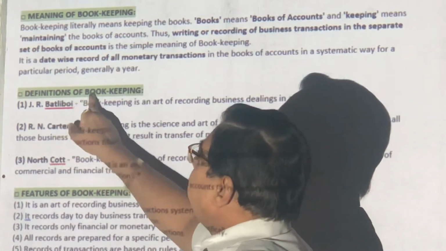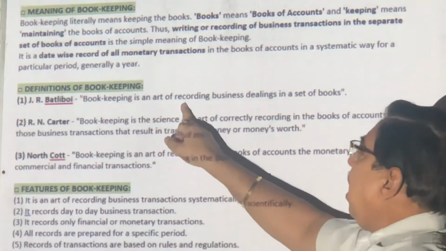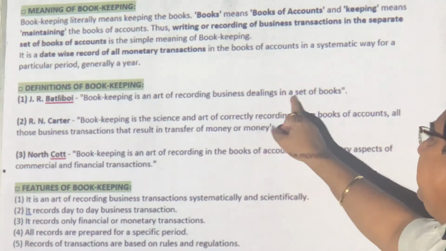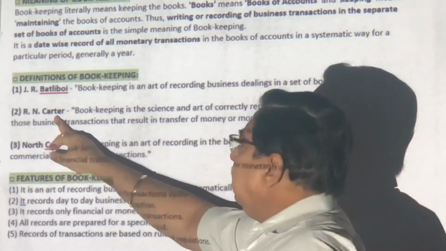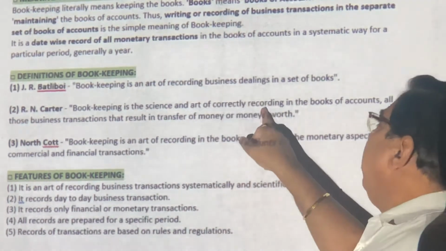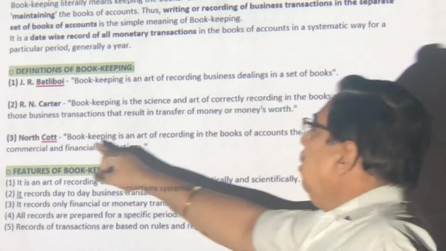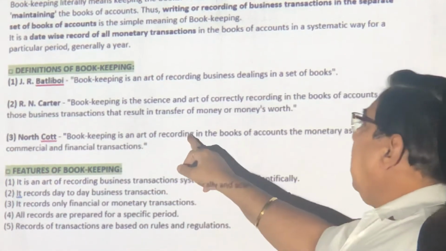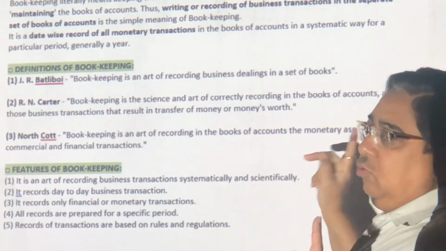What are the definitions of bookkeeping? Bartley Boy: bookkeeping is an art of recording business dealings in a set of books. Simplest definition. Carter: bookkeeping is the science and art of correctly recording in books of accounts. Okay? Cott: bookkeeping is the art of recording in books of account the monetary aspects. No money, no.